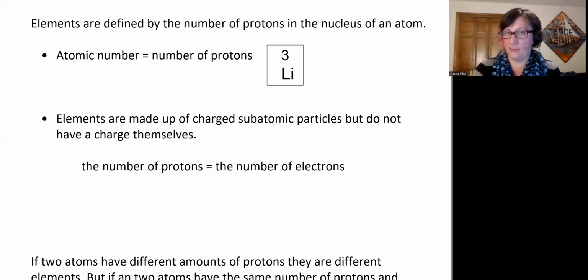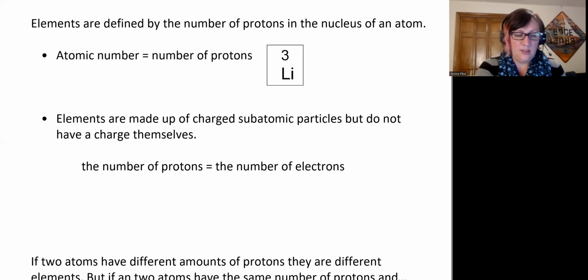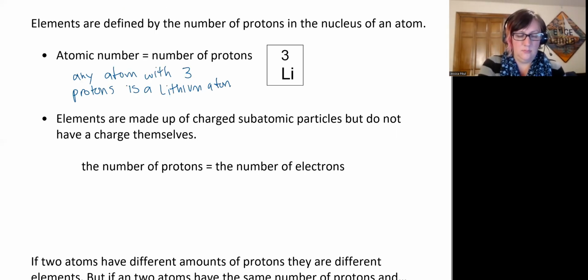So let's use an example to look at this, lithium, like we used before. We said it had 3 protons. So that really means that any atom that has 3 protons in it is a lithium atom. And so lots of lithium atoms, or even just one, or 2 atoms, it doesn't really matter the quantity, that is the element lithium.